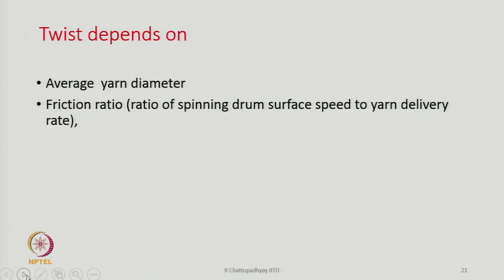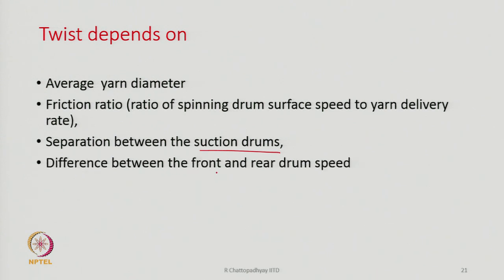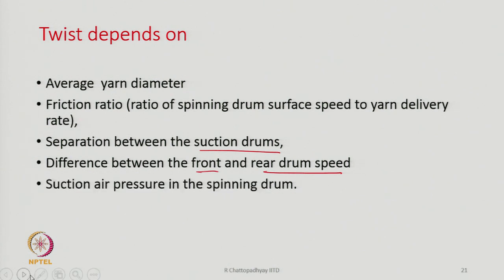So, twist depends upon average yarn diameter, friction ratio, separation between the suction drums, and the difference between the front and the rear drum speeds. We find that these two speeds are not exactly the same. We will discuss more of them in some other lectures. Suction air pressure is also another factor which can decide the level of twist.